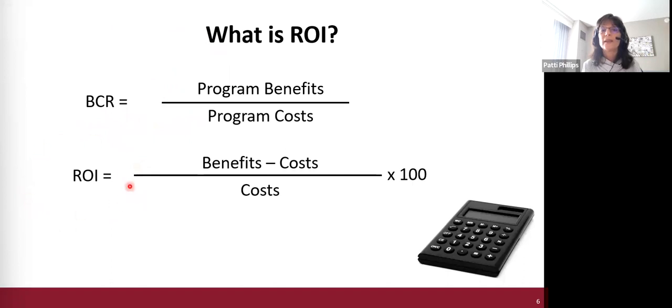ROI, on the other hand, considers the net program benefits. So it's like earnings compared to investment, but it's the net benefits. We take the monetary benefits, and then we're going to subtract the cost of the program and then divide it by the cost of the program. That's going to get us the net benefits. And then we multiply it by 100, which gives us the percentage. So again, they're related, but they're different. Benefit cost ratio is a government metric. ROI comes from business and finance. Again, related, but different.